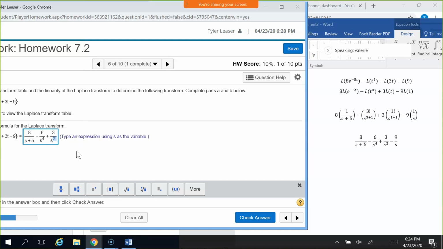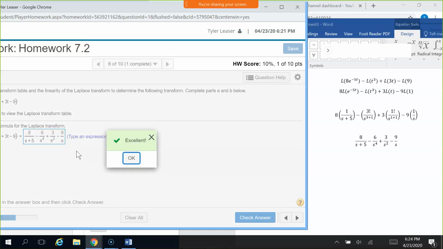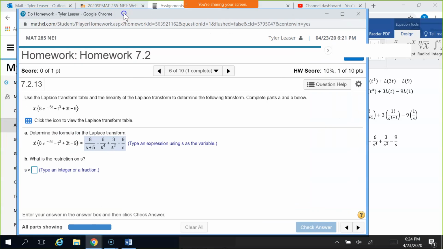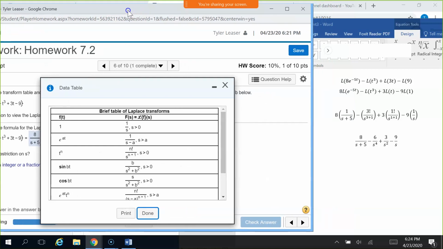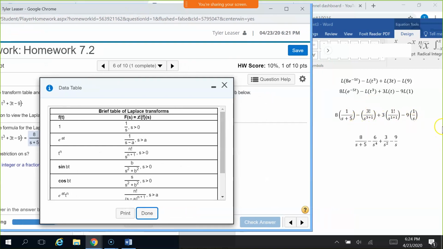They will probably also ask you for the restriction on s. So let's talk about that. Make sure we're right here. Okay, cool. Yeah, so then what is the restriction on s? And again, looking at the table, when you have all of these combined together, you just want to take whatever the greatest restriction is. This first one, because the a is negative here for the e to the negative at, that's nothing. s greater than negative 5 is no different than s greater than 0, so we can ignore that one.